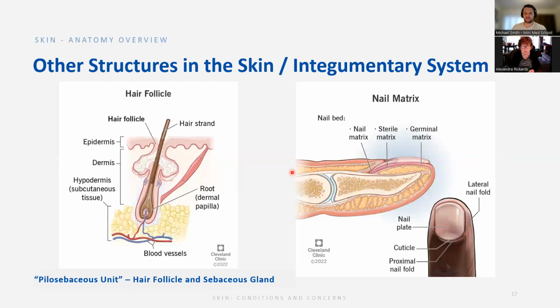And then with the nails, if you've never seen a cross section of the nails before, this is what it looks like. And all the cells that make up our nail arise from a nail matrix. And so they serve to grow out and protect the ends of our fingers and toes. So that's all I wanted to cover for that. And that's just for your interest.